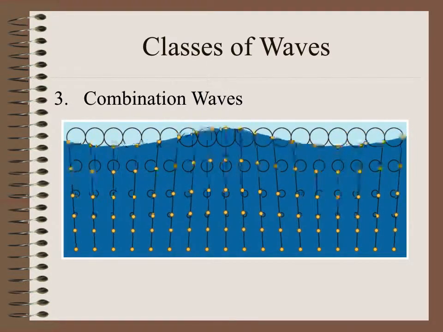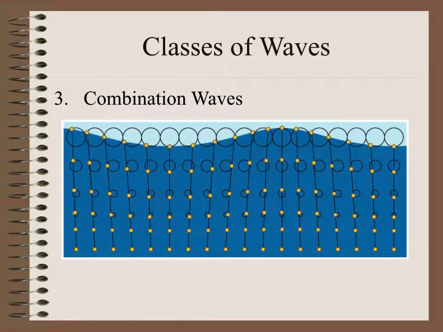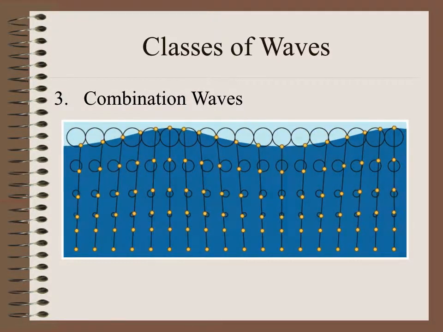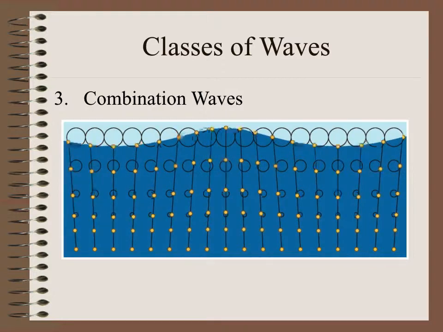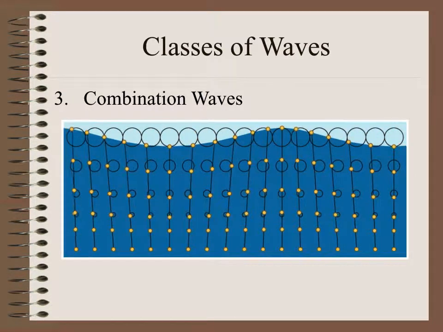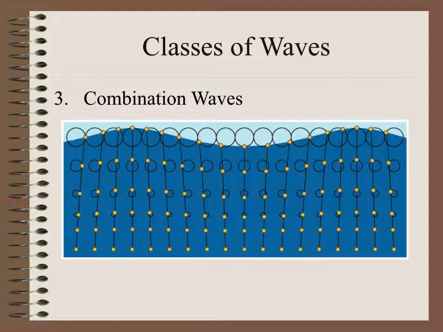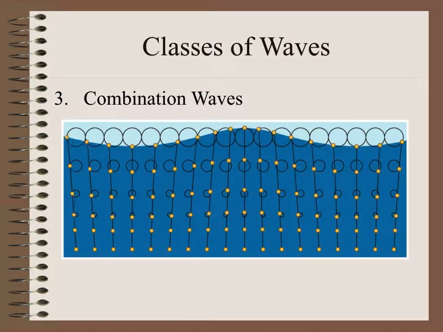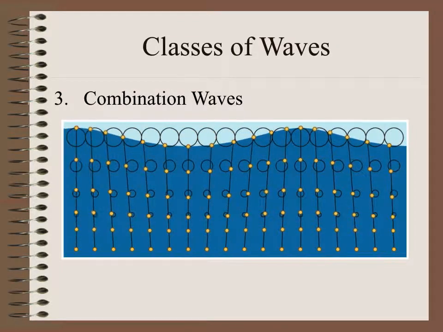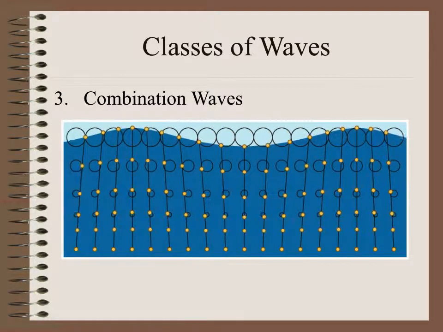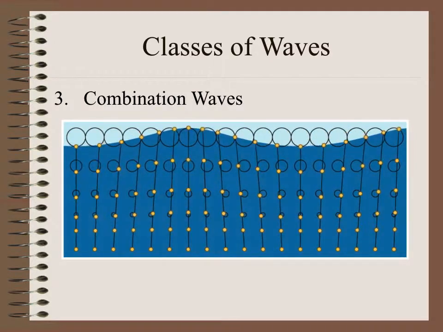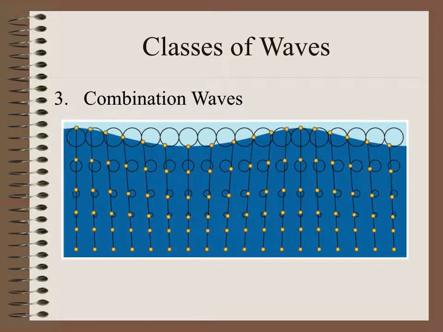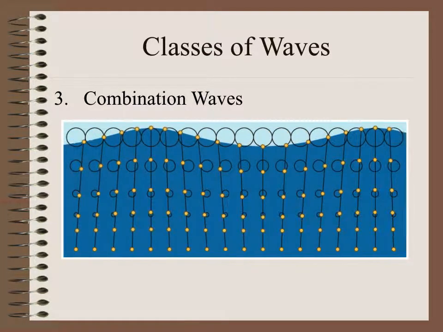Now, something else that you may notice in the animation is that this looks like a wave that you're probably already familiar with, a water wave, because a water wave is a combination wave. Something else that you'll notice is that the particles that are vibrating are closer to the top or the surface of the water, and the further down you go, the less vibrations occur until you have no movement at all. This is because surface waves, or waves that occur on the surface between two media, in this case between water and air, are always going to be combination waves.